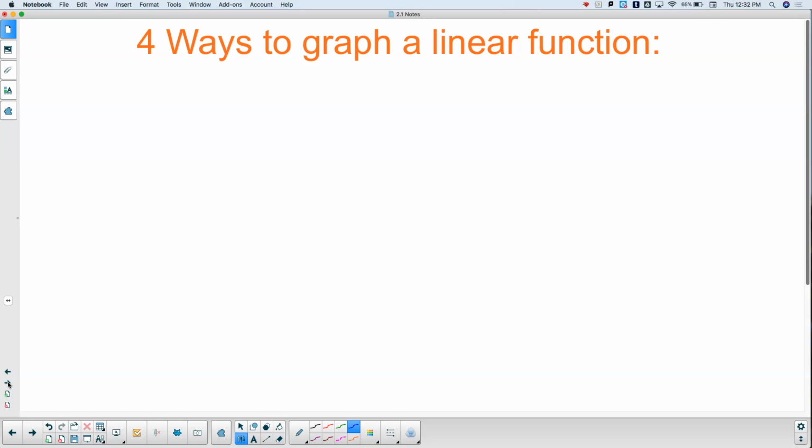Four ways that you can graph a linear function. What are four ways that you can graph a linear function? On a graph? No, a line. What are four ways that I can get a line from XY form or from function form, from that relation to the picture? How can I do it?